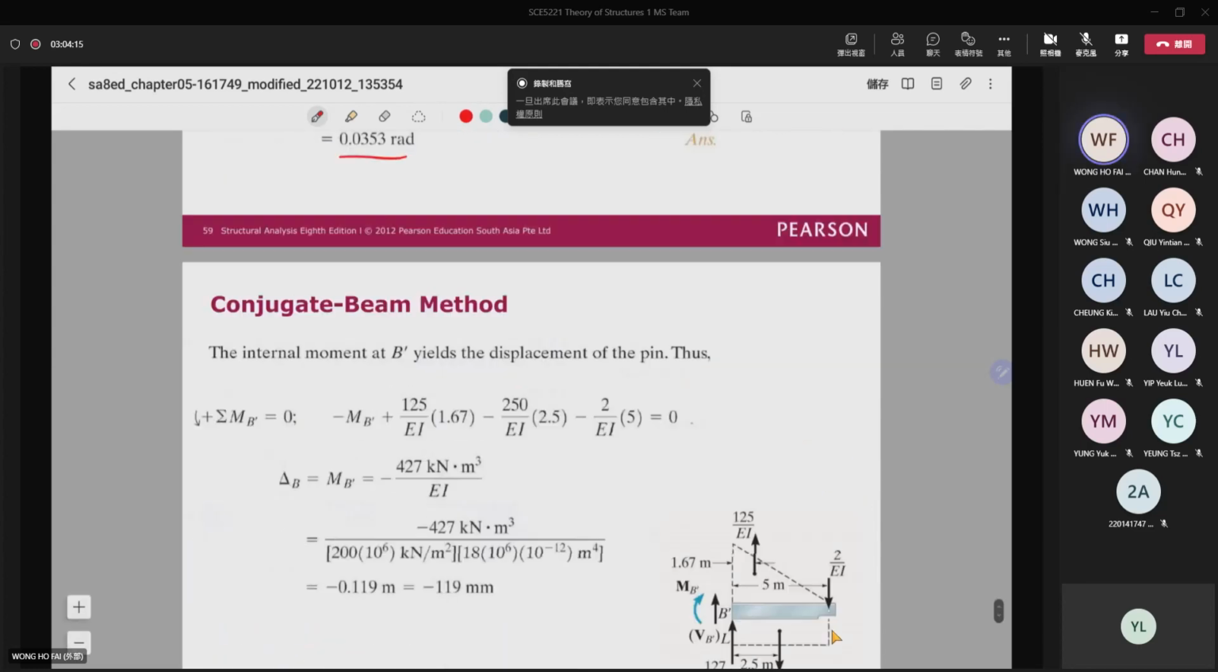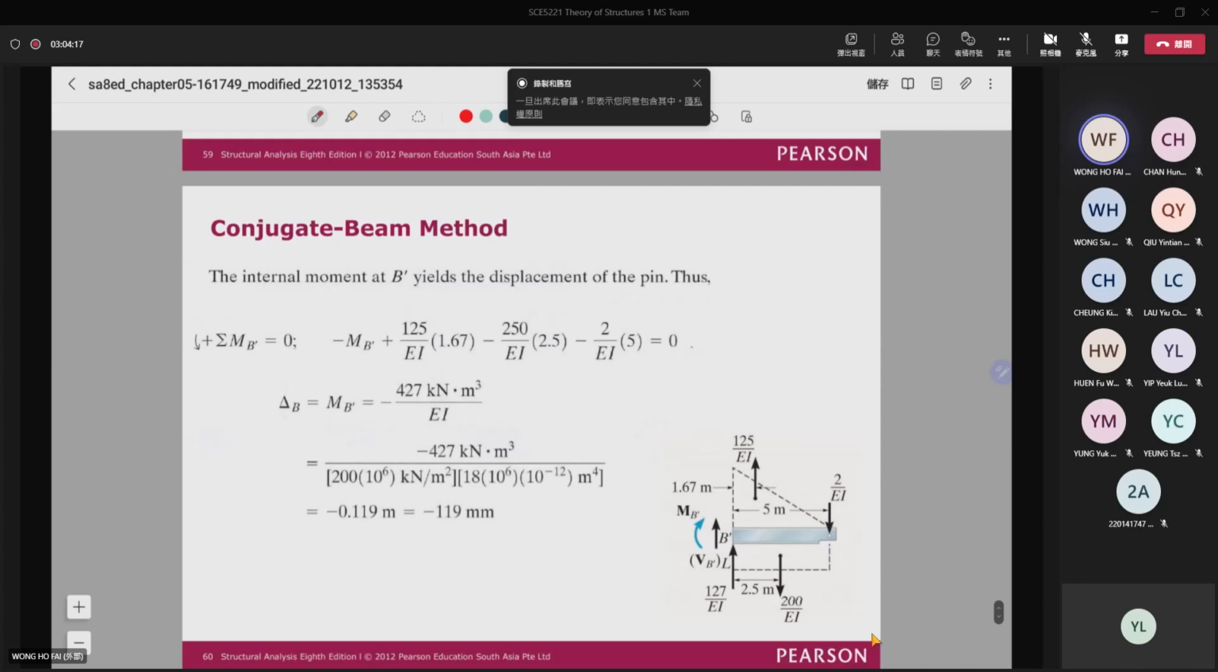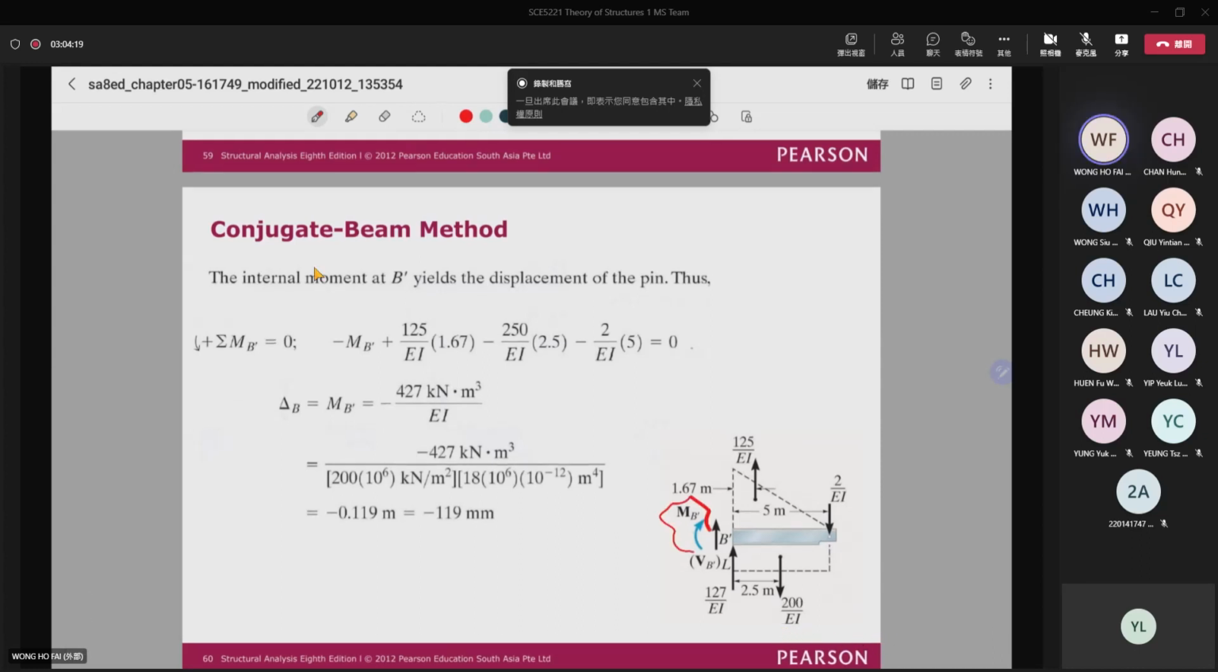And then for the same free body diagram, I can find this MB dash. Then I have this 125 times the centroid 1.67. And then I have this 200 over EI times 2.5. And then I have this 2 over EI times 5 meter. Once I find the moment, then actually it is the deflection. So actually it is equal to 119 mm.